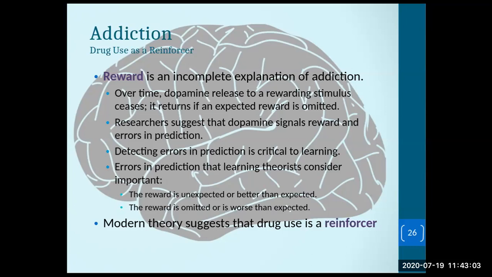So what research on dopamine, whether it's for addiction or movement or whatever it is, shows is that the dopamine signal increases. Not only does it signal reward, but errors in prediction. So what does that mean? Errors in prediction are something that learning theorists consider important.